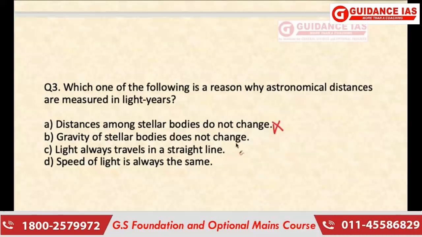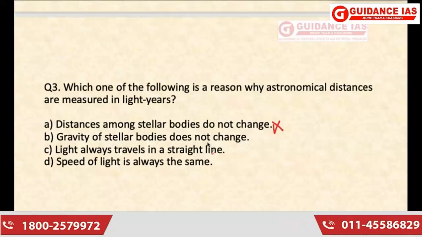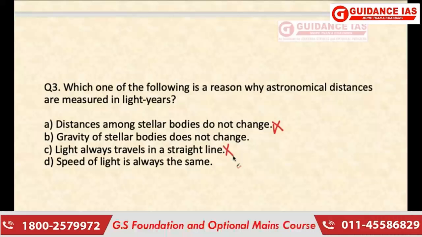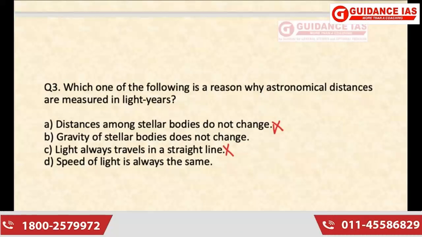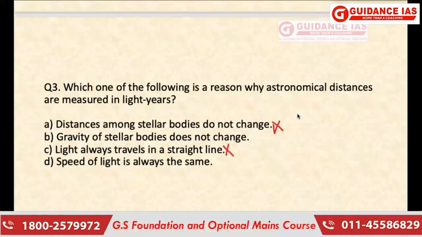Gravity of stellar bodies does not change. Gravity also changes. Light travels in a straight line. No, never. It is an incorrect statement. The last statement says speed of light is always the same. So we know that measuring in light years also allows the astronomers to determine how far back in time they are viewing, because light takes time to travel to our eyes.